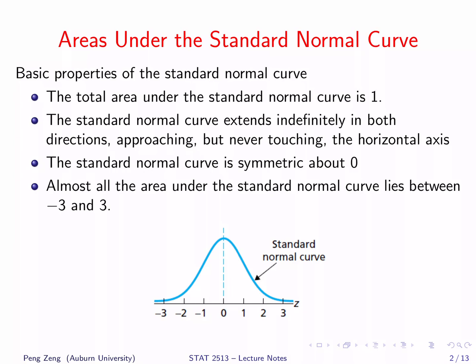The standard normal curve is symmetric about 0. It has one peak at its center 0 and decreases when we move away from 0. Almost all the area under the standard normal curve lies between -3 and 3.